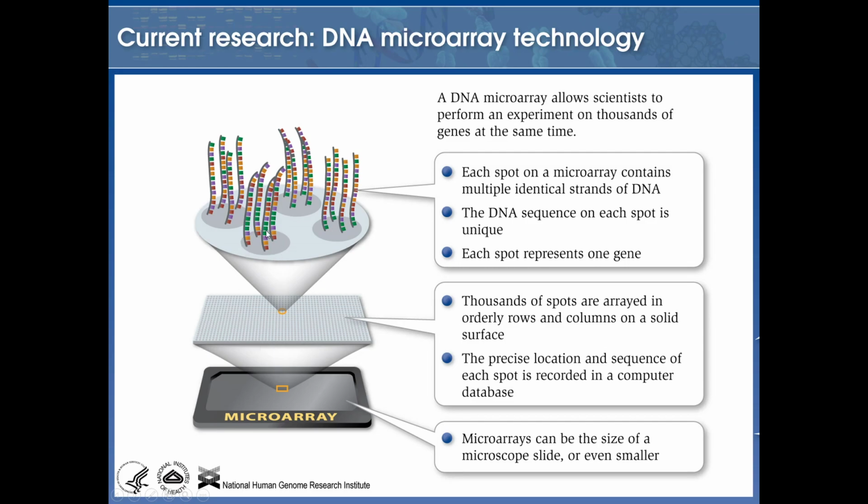So on each of these spots, you have single-stranded DNA molecules that are attached to this spot. And you have multiple copies of these strands. So 2 most important points to take home. Each spot represents a single gene. And if you look at this figure, you can kind of tell that each sequence is the same.